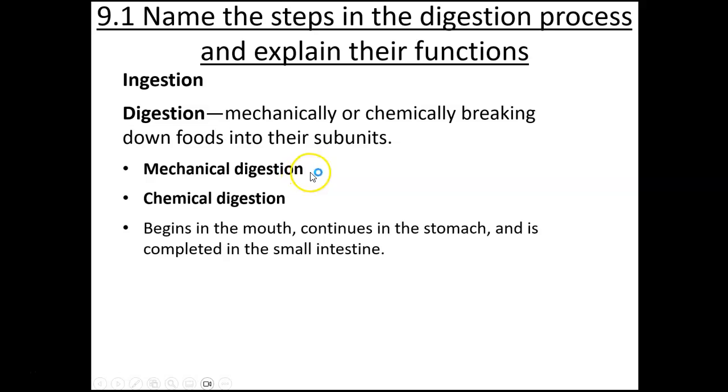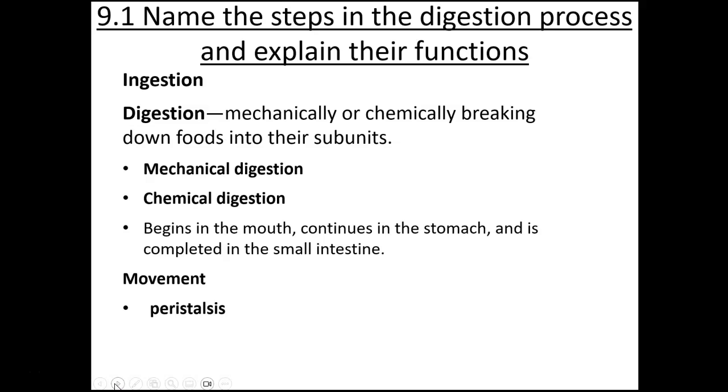The mechanical digestion is going to be things like chewing and muscle contractions that mix the food and bring it down into a softer kind of texture. Chemical digestion is going to be involved with enzymes digesting the bigger molecules of food into the subunits. This is going to begin in the mouth, continue in the stomach, and digestion is going to be complete by the time we get to the small intestine. And so you'll see that when we talk this through.